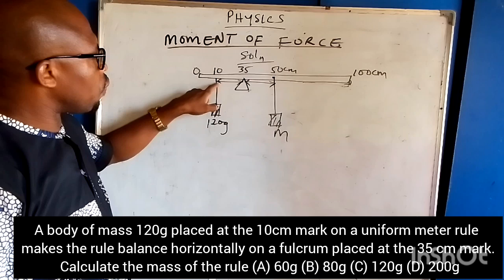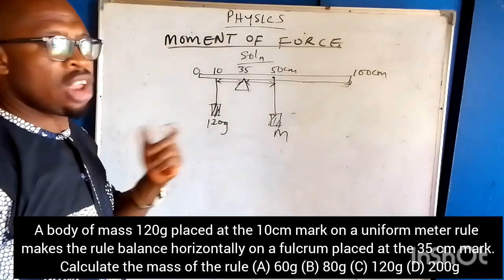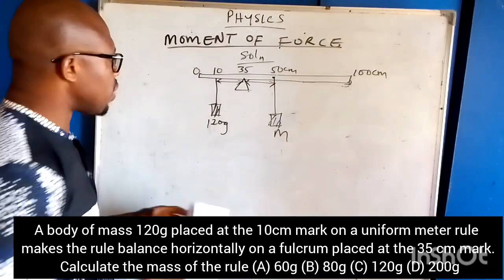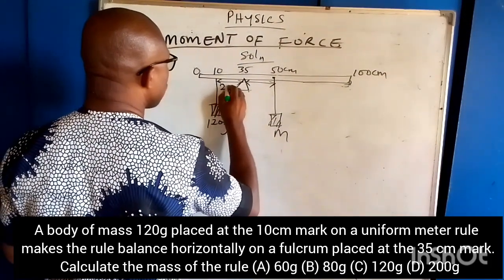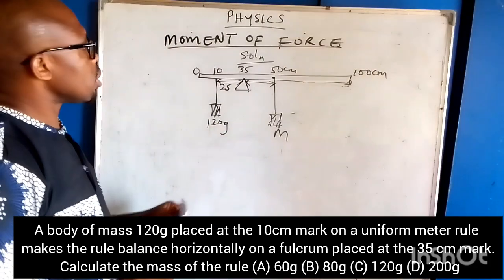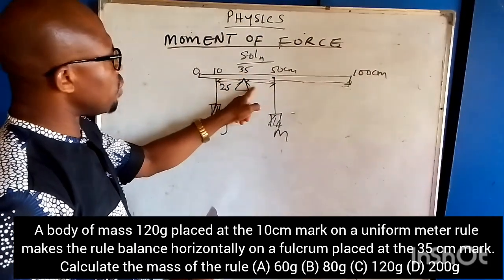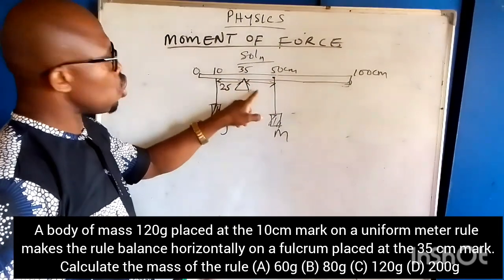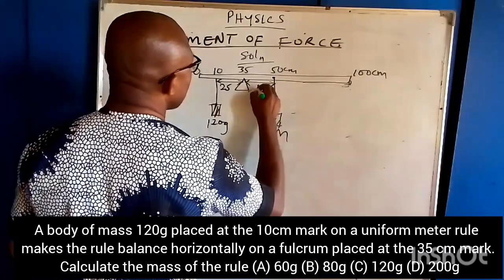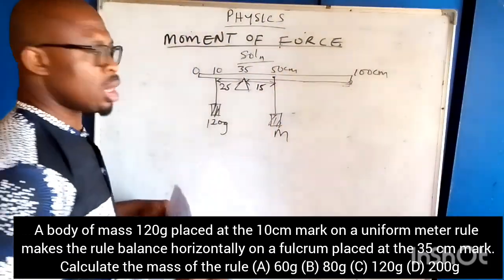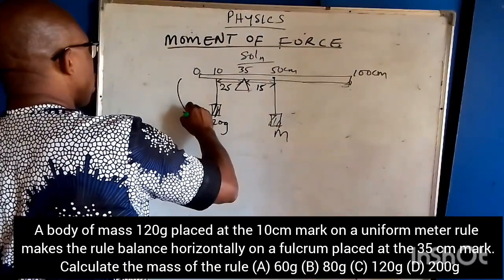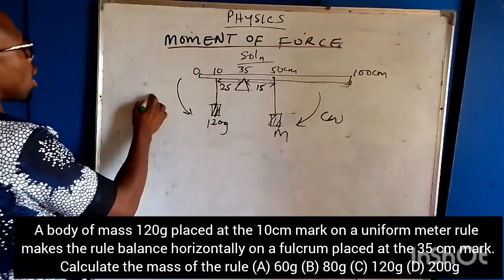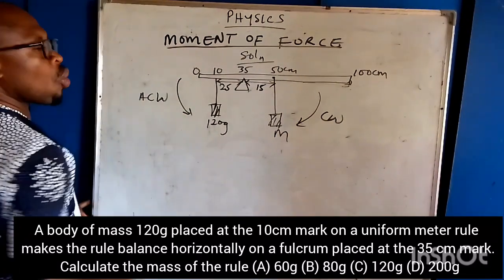Now, what will from 10 to 35 be? We do 35 minus 10, which will give us 25 cm. So we can quickly put 25 here. Now, between 50 and 35, this gap is 50 minus 35, which is 15 cm. The whole thing is set. Now we can put our arrows. This one is showing clockwise, while this one is showing anti-clockwise.